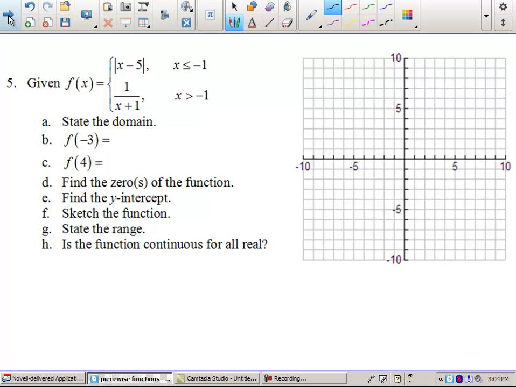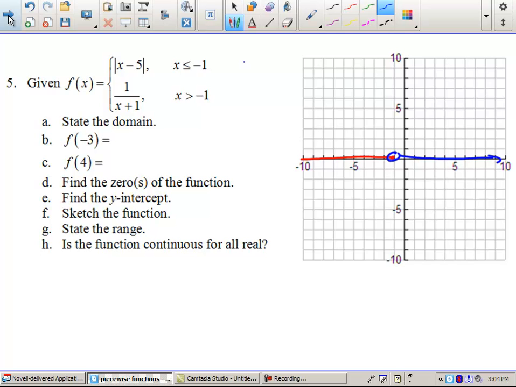Okay, number 5 is broken into two pieces. The first piece is all the numbers that are less than or equal to -1. And the second piece is all the numbers that are greater than -1. You sure don't have to put those lines on there. This is just trying to give you an idea of what I'm doing.